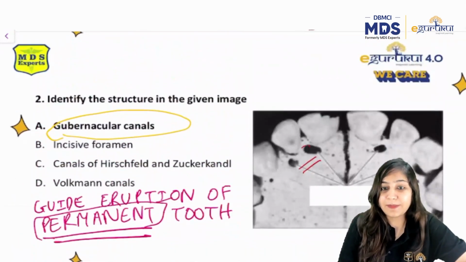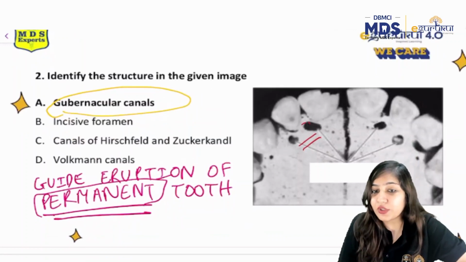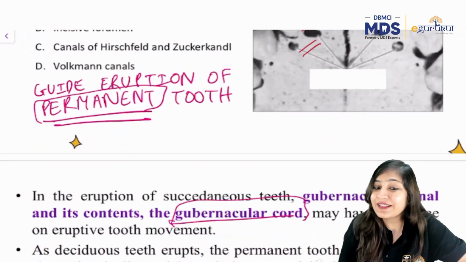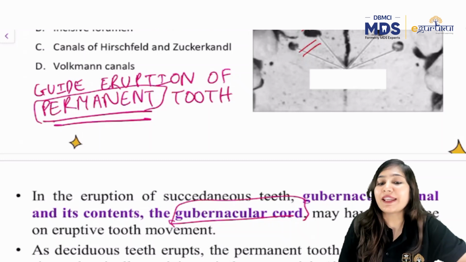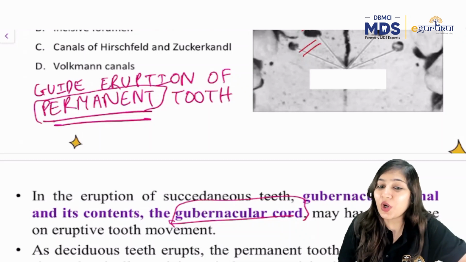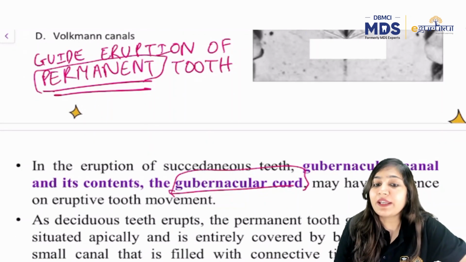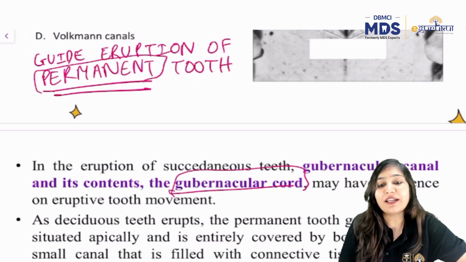So you have seen the image. You might not be having any doubt in this. What guides the eruption of permanent tooth? Gubernacular canal along with the gubernacular cord. Gubernacular cord is mainly the connective tissue portion of the canal.